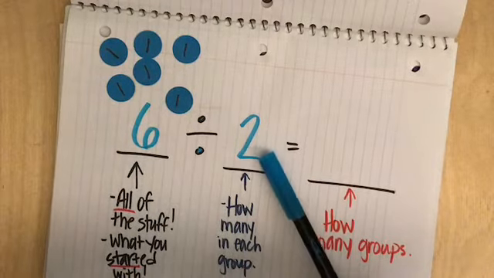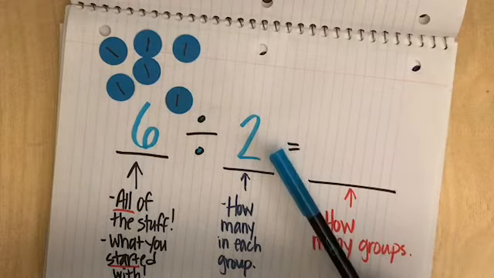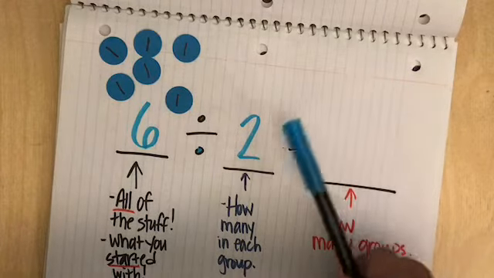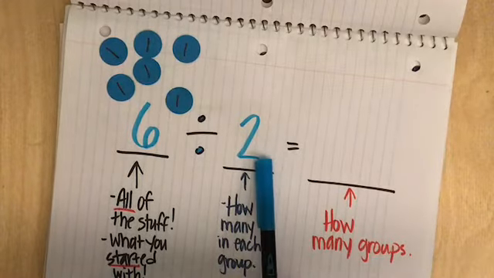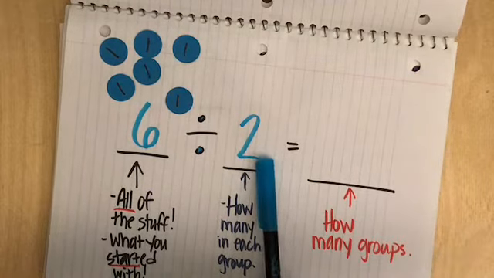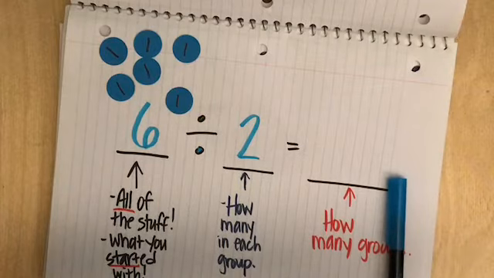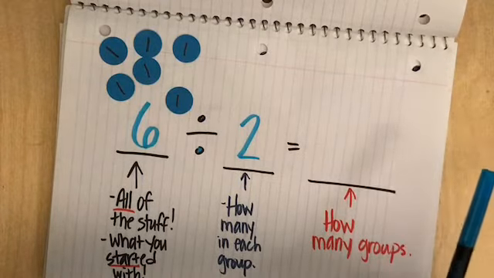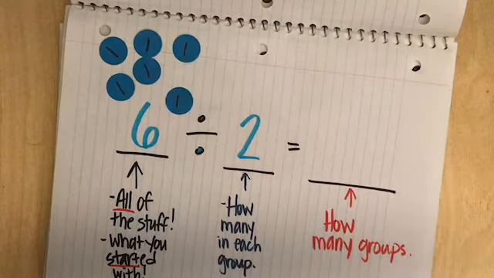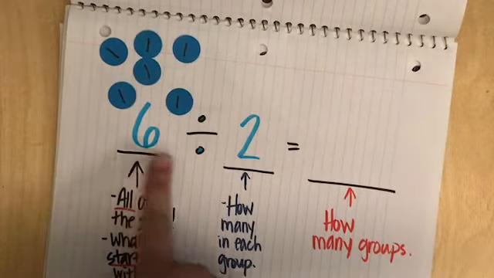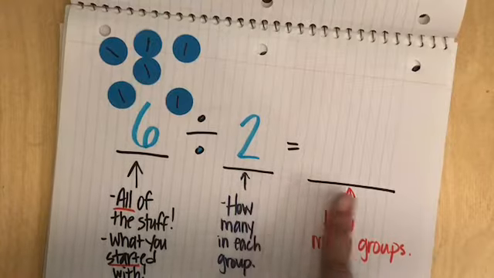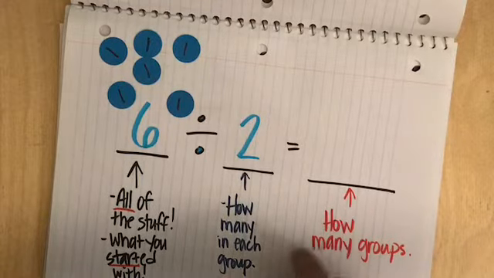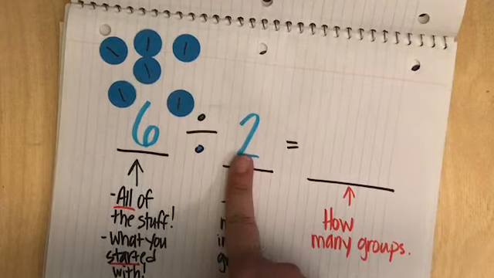This number here tells us how many are going to be in each group. So today when we're repeating our subtraction, this number is going to be how many are in each group that we're subtracting. And then finally today our answer is going to be how many groups we're able to make once we do that. So if I start with 6 blueberries and I put 2 blueberries in each smoothie, how many smoothies can I put blueberries into?